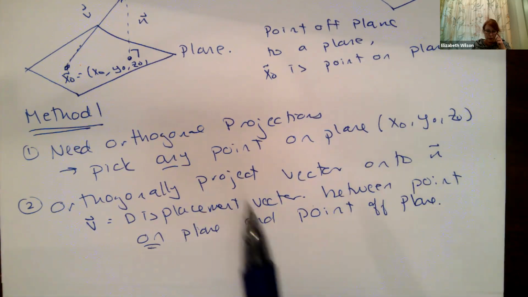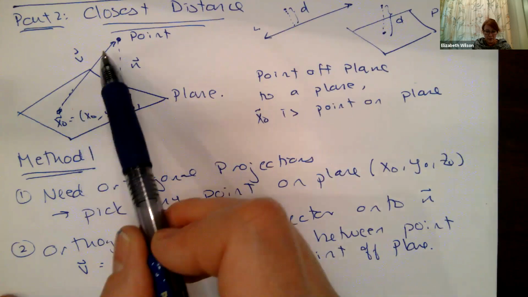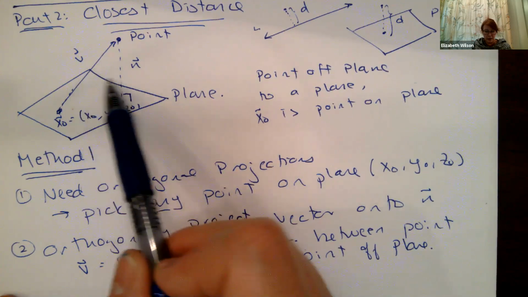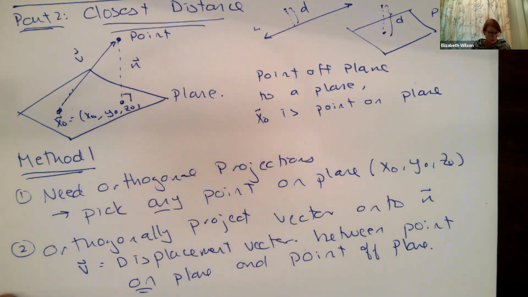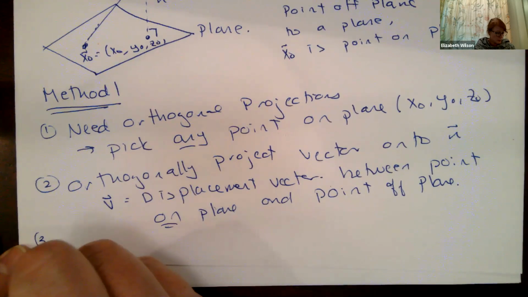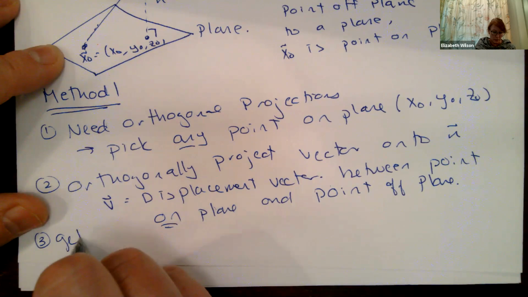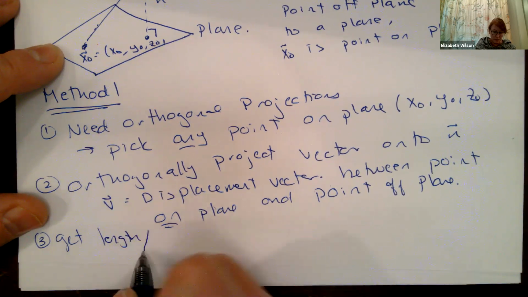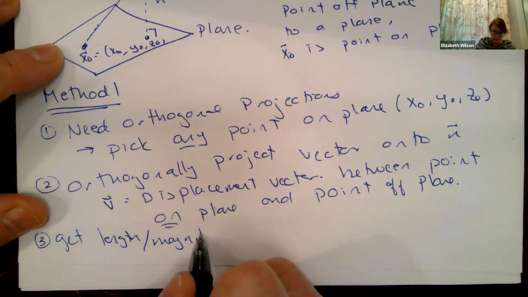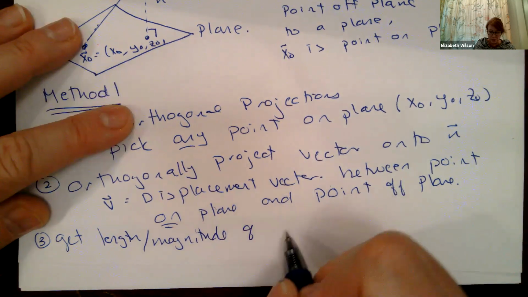Okay, so this method requires that we take this vector, our displacement vector, and we project it onto this normal. Okay. And our third step is to get the length or magnitude of the projection.